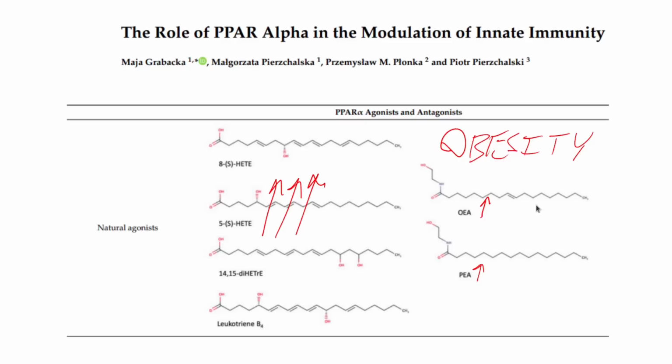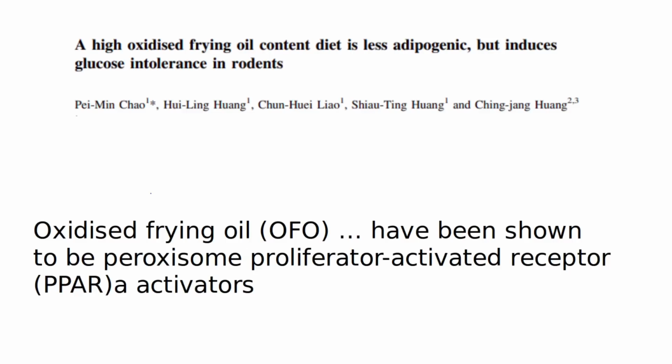So in obesity, and I already showed this graph, OEA and PEA are both increased, but 5-HEAT, I showed this in the last talk about D6D, 5-HEAT is increased 30-fold in obesity, and 5-HEAT is also a natural activator of PPAR-alpha. And if we want to have some real fun, another thing that is a known potent activator of PPAR-alpha is oxidized frying oil. So that's when you take soybean oil and you leave it in the deep fryer for a week. Oxidized frying oil has been shown to be a PPAR-alpha activator.